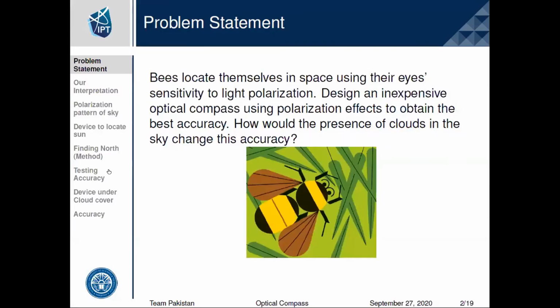Okay, so the problem statement was that bees locate themselves in space using their eye sensitivity to light polarization, and we had to design an inexpensive compass using polarization effects to obtain the best accuracy. And we also had to predict what would happen in the presence of clouds and how it would affect our accuracy.